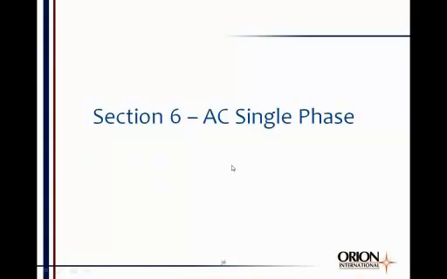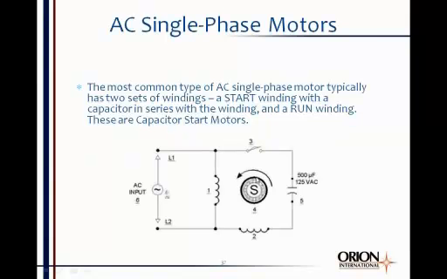With Section 6, we're going to be taking a look at AC single-phase motors. The most common type of AC single-phase motor has 2 sets of windings. It has a start winding with a capacitor in series with it, and a run winding. These are called capacitor start motors, and you see a schematic drawing for one on the page here.